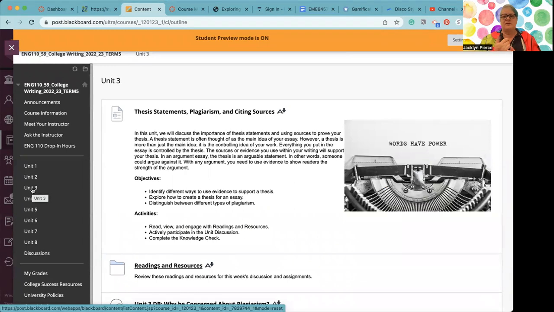All right, so we are starting Unit 3 this week, and we are focusing on several things. One is thesis statements. Those are going to be super important when you write an essay, because it's your main point.